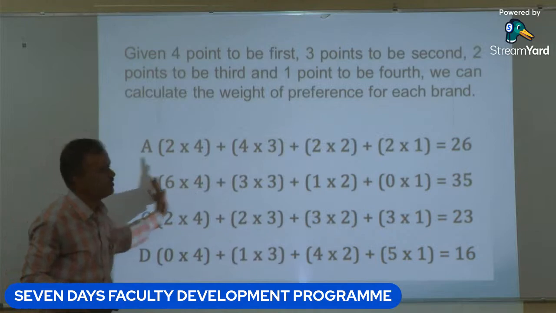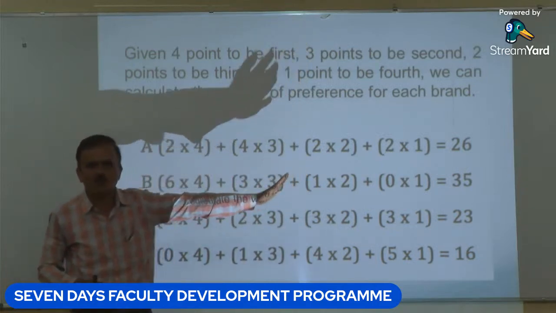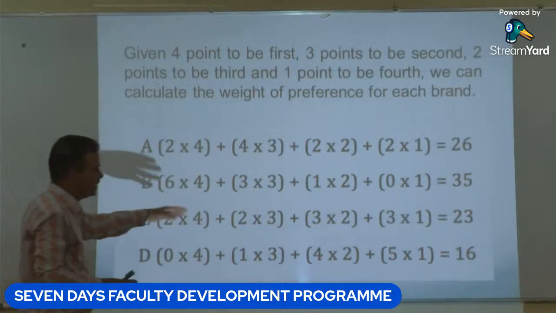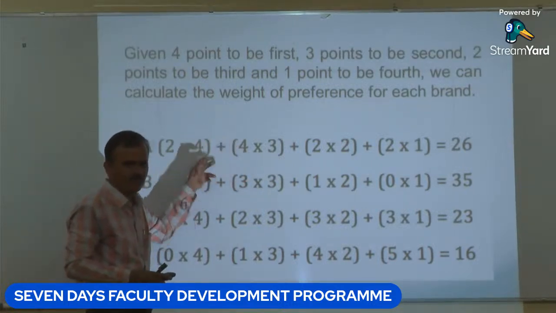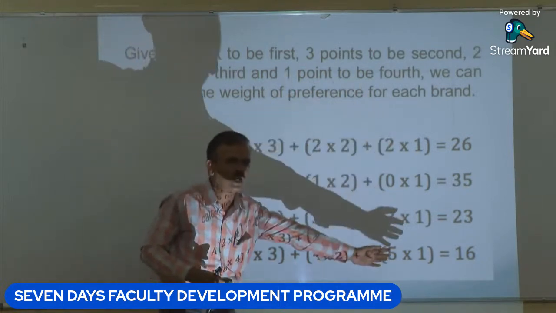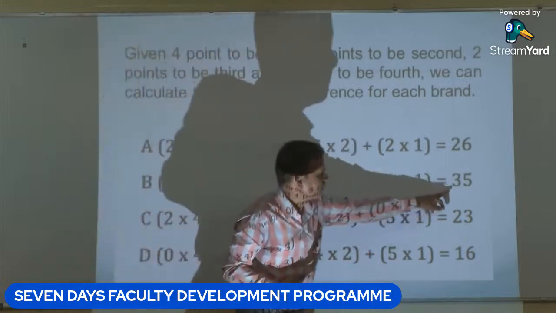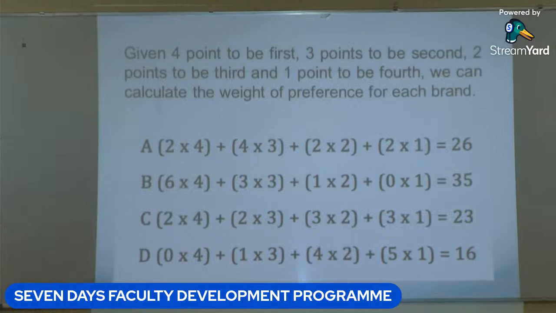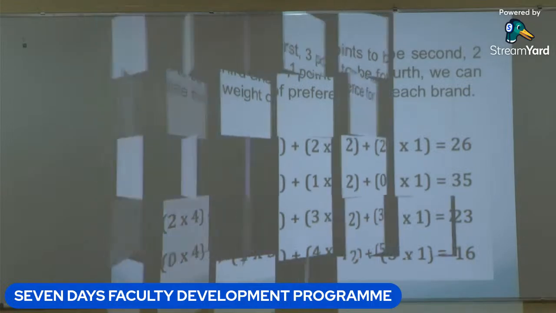Then you have to sum these counts multiplied with the weights, and finally sum up. This is the sum of the products of the counts with the weights. The weights are the ranks. Then the total is given in the last column. So out of this, 35, which means the brand B is preferred by the majority of consumers. That is the final conclusion we can arrive at from this kind of table.